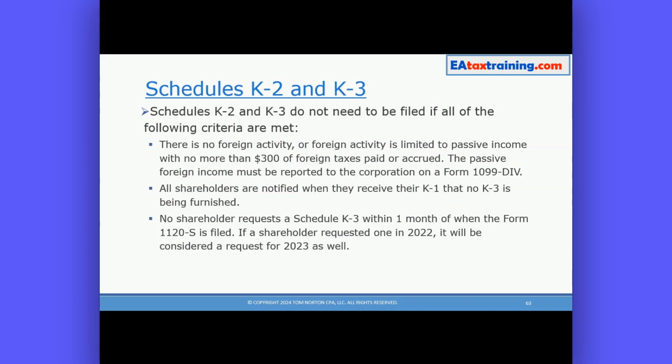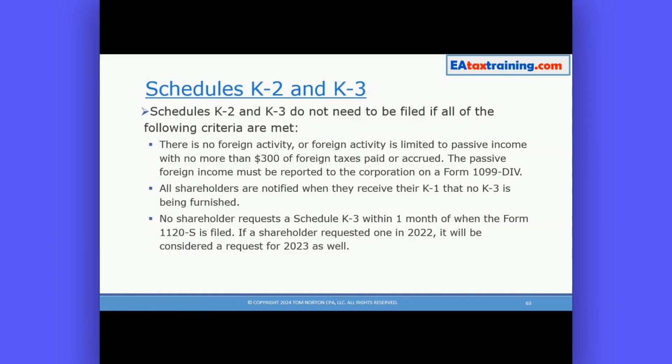These schedules K2 and K3 do not need to be filed if all of the following criteria are met. First of all, if there is no foreign activity or very little foreign activity, just like with the partnership. If all the shareholders are notified when they get their K1 that there is no K3 being furnished, and if none of the shareholders request a K3 within 1 month of when the 1120S is filed. So again, if you send them a K1 and say, hey, look, we don't think we need to file a K2 or K3, so we are not doing so.